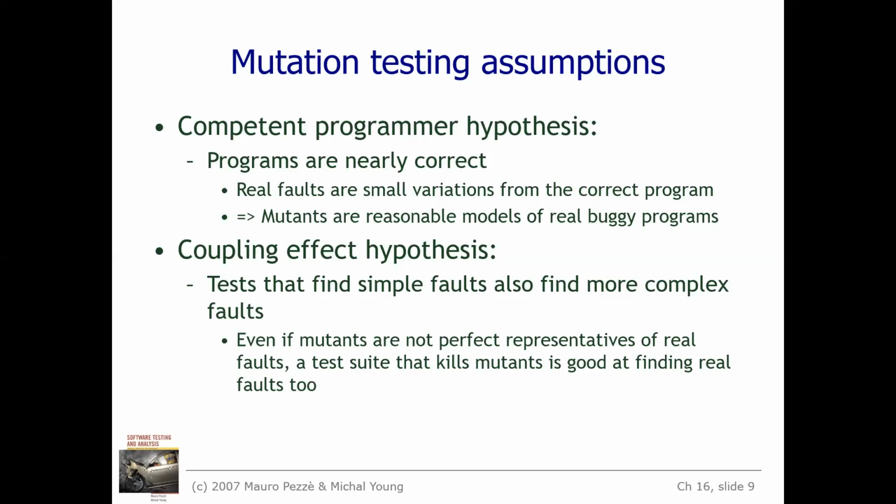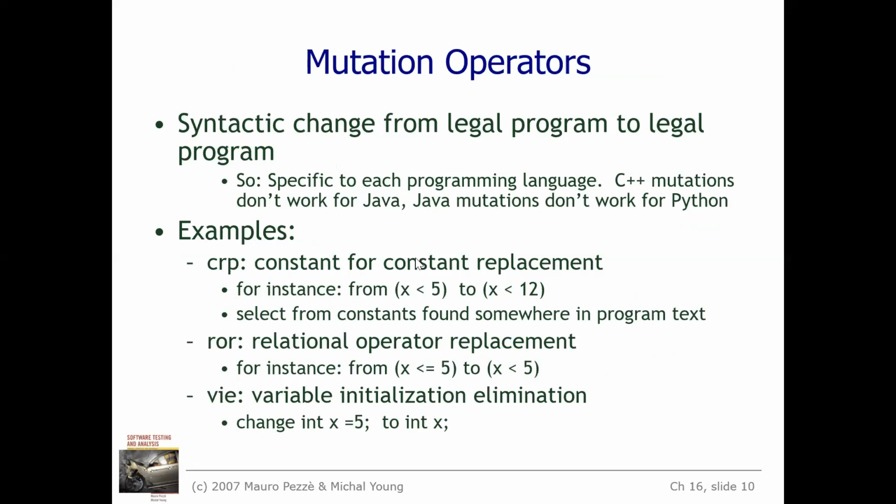If in that one particular line you make a change and check it, and you get a different output, then that is your competent programmer hypothesis. Small changes: if from the small changes you are identifying the rest of the changes also, then that is your coupling effect. So these are the two assumptions they make with respect to mutation testing.